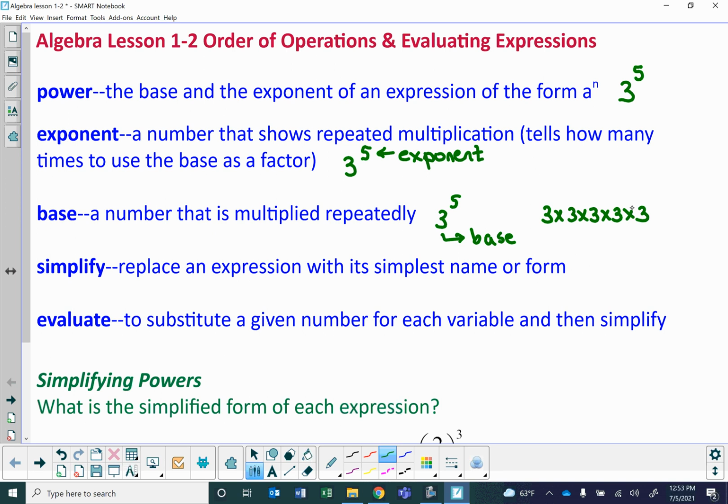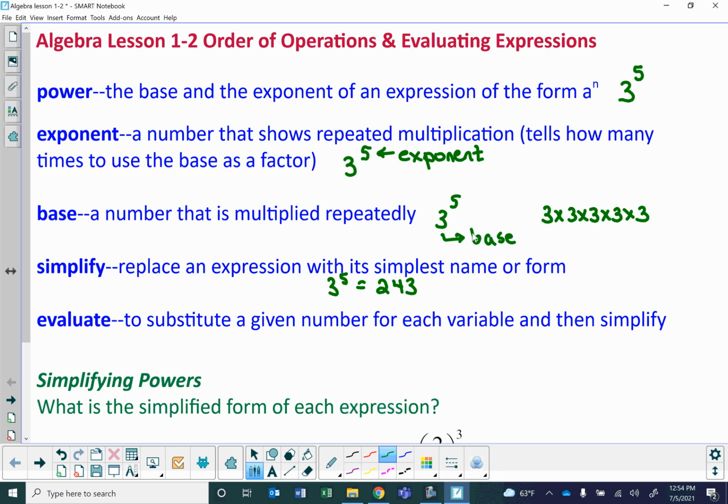To simplify, you replace an expression with its simplest name or form. So literally, 3 to the 5th, we could simplify that by actually multiplying it out, which would be 3 times 3 times 3 times 3 times 3. Well, 3 times 3 times 3 is 27, and 3 times 3 is 9, and 27 times 9 is 243. So 3 to the 5th is the same thing as 243. 243 would be the simplest form because we understand 243 a little bit better than we understand 3 to the 5th.